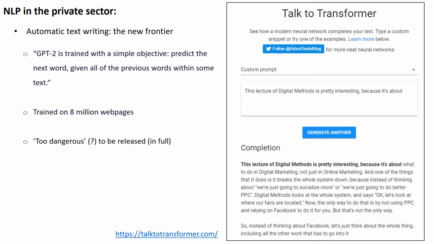Last year, some researchers released their model called GPT-2. And this model was trained with a, they say simple, but it's not really simple, let's call it a straightforward objective. Namely, predict the next word given all of the previous words within some text.